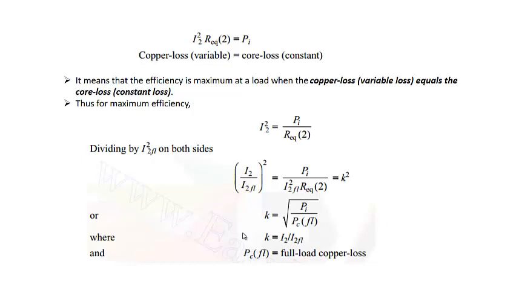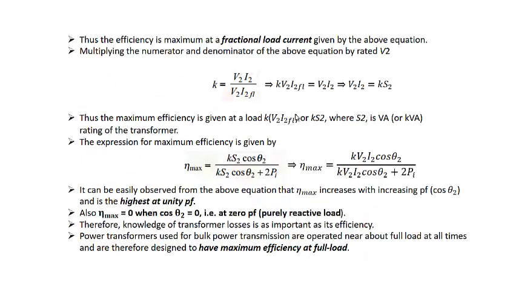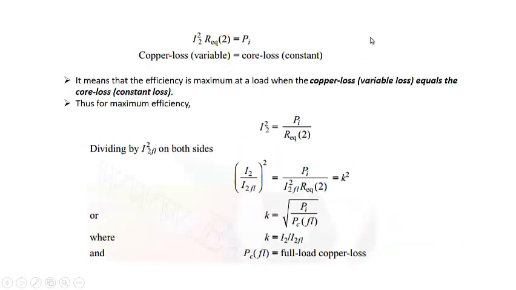So what is this K? Thus the efficiency is maximum at a fractional load current given by the above equation. Fractional load current will be I2 by I2 FL. So maximum efficiency will occur at K, where K is equal to I2 by I2 FL, or K is equal to the square root of Pi divided by PC full.